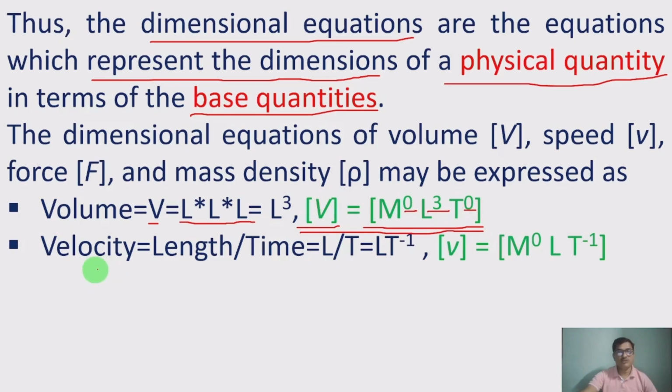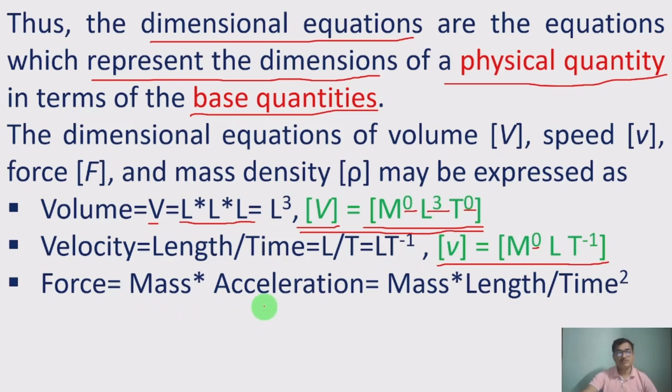Similarly, we will take for the velocity, that is length per time, that is L per time, and that can be written as L T raised to minus 1. Then the velocity v within the square bracket is equated with the dimensions which are represented within the square bracket as M to the power 0, L to the power 1 and T to the power minus 1, and this equating is the dimensional equation of velocity.